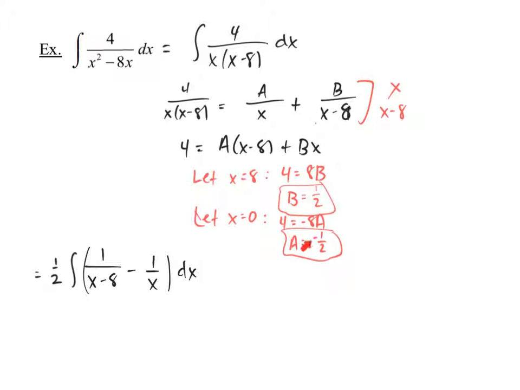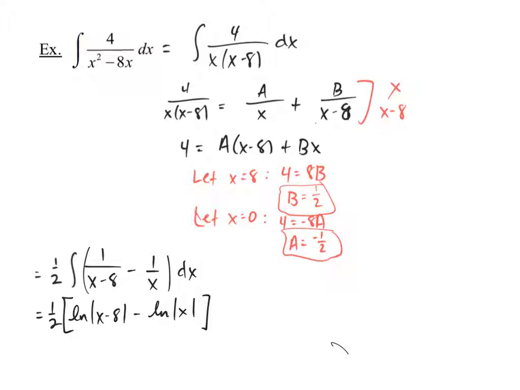Since both of these numbers were a half, I can factor it out and put it in front of the integral and not have to worry about it. So this will become 1/2. The antiderivative of 1 over x minus 8 is going to be the natural log of the absolute value of x minus 8. X minus 8 does not have a derivative, and so I don't have to worry about multiplying by anything in the front, by the reciprocal of anything, minus the antiderivative of 1 over x, which will be the natural log of the absolute value of x.